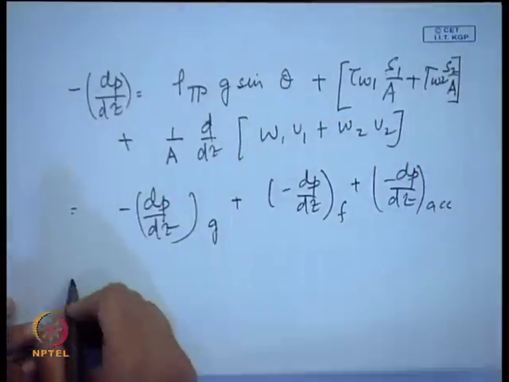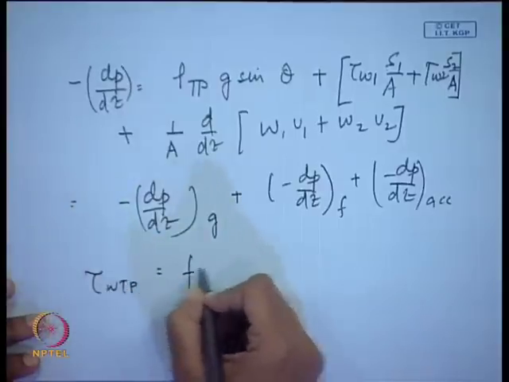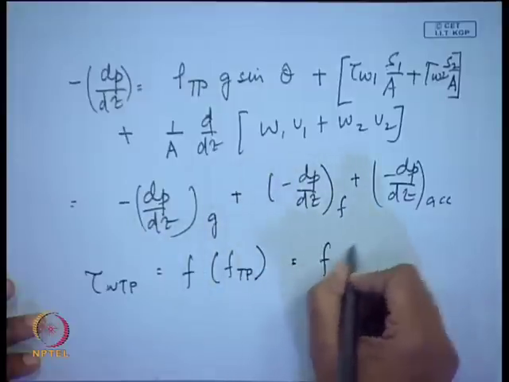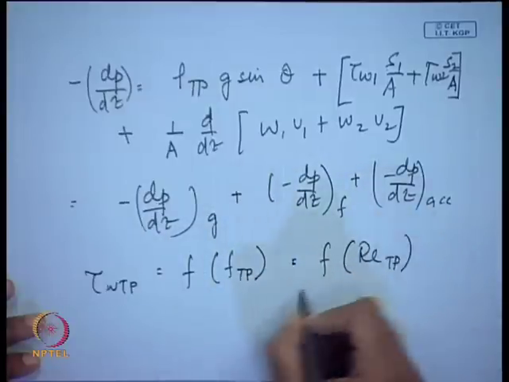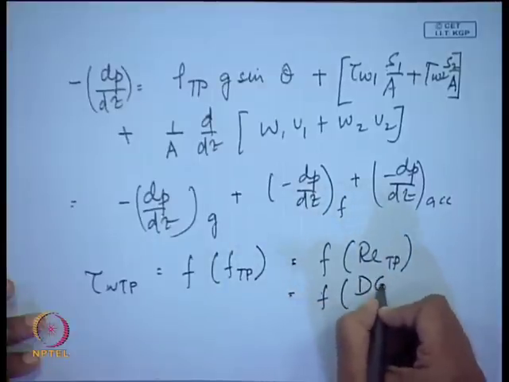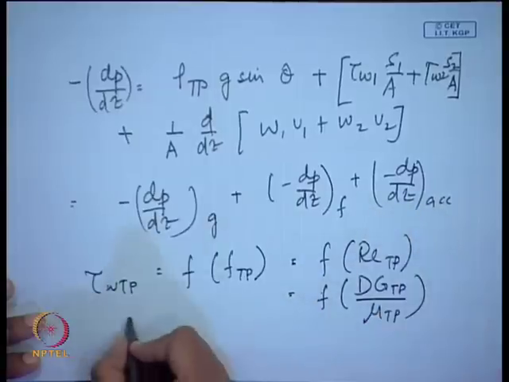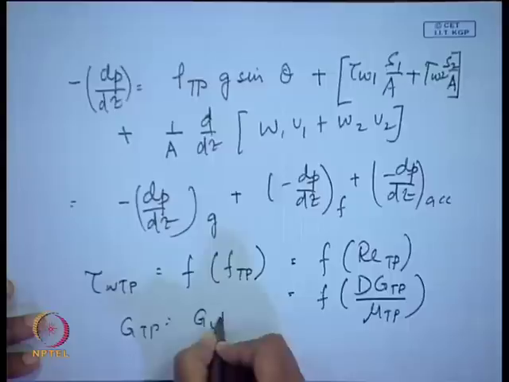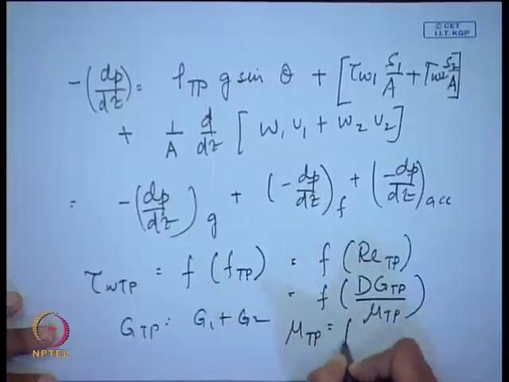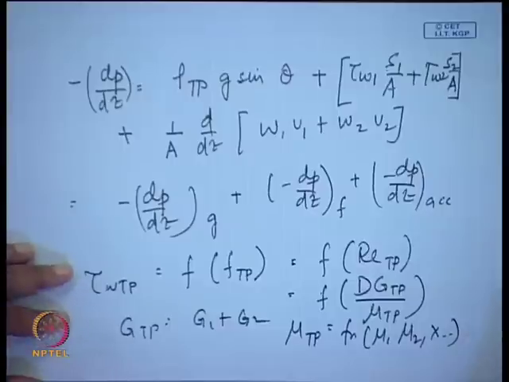So, there were certain things that we did. First, tau W TP was a function of F two-phase, which is in turn a function of Reynolds number two-phase, and this Reynolds number was d G TP by mu TP. G TP was nothing but G1 plus G2, okay. So what we had to do? We had just to find out mu TP as a function of mu1, mu2, x and so on, and we had to do it.